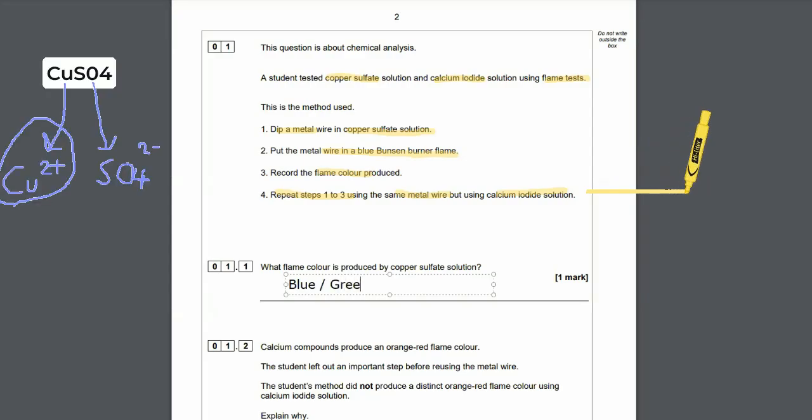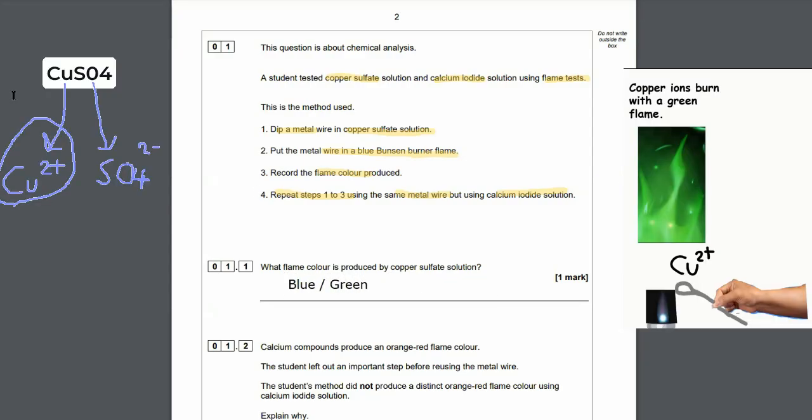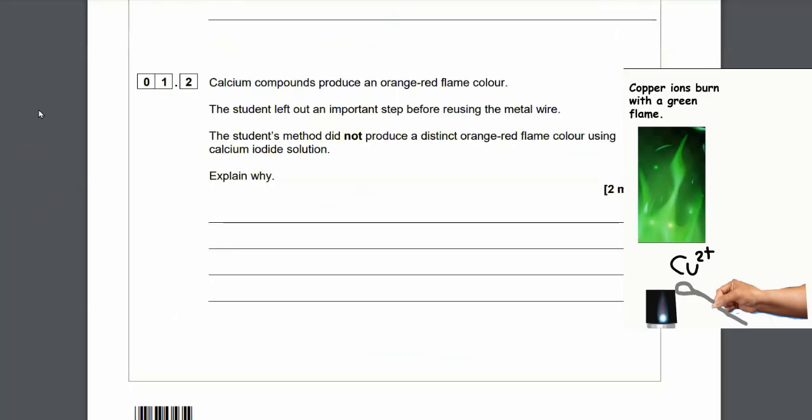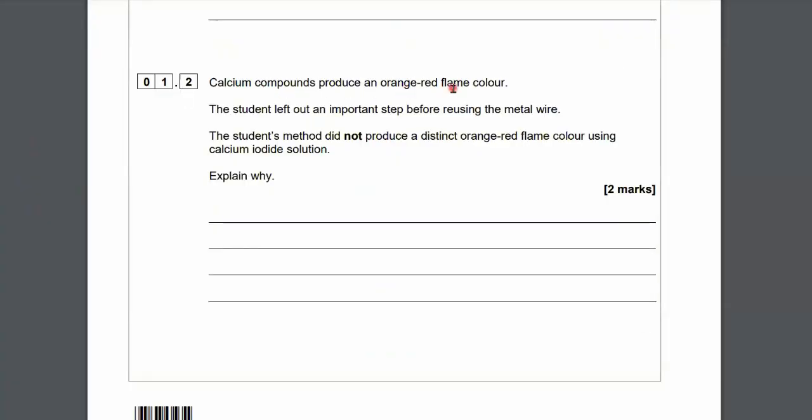Make sure you use a highlighter when answering these questions. Copper ions go green when they are in a flame. Calcium compounds produce an orange-red flame color.